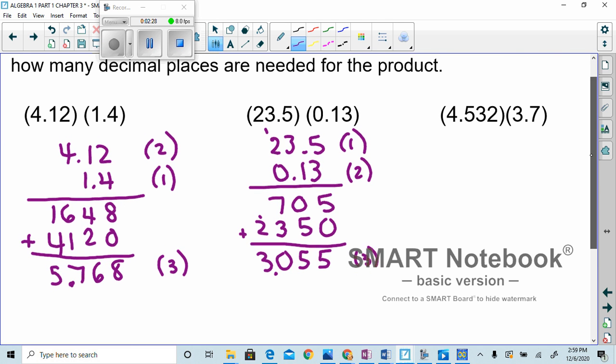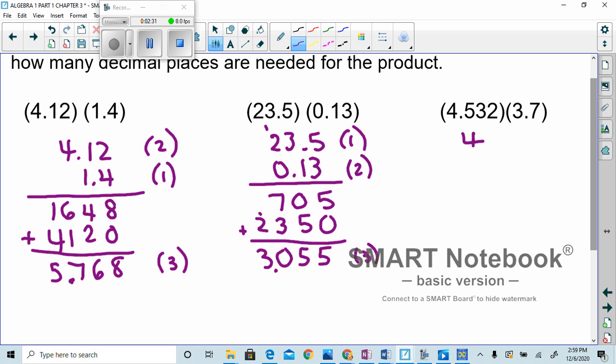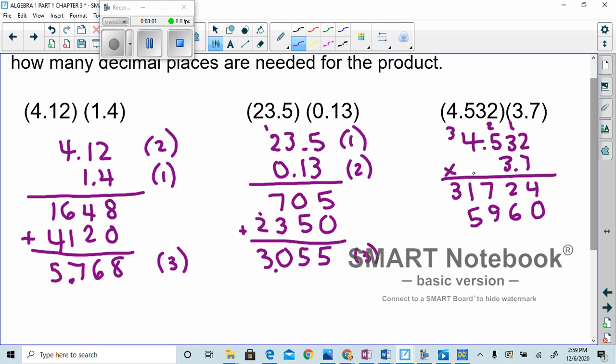One last one before we put this into equations. We've got 4 and 532 thousandths times 3 and 7/10. We're multiplying and we'll get 7 times 2, 14, 21 plus 1 is 22, 35 and 2 is 37, and 7 times 4, 28, and that gives me 31. Second row, I'll save that placeholder here and I'll just multiply everything by 3. 9, 15, that's 4, that's 12, that's 13.